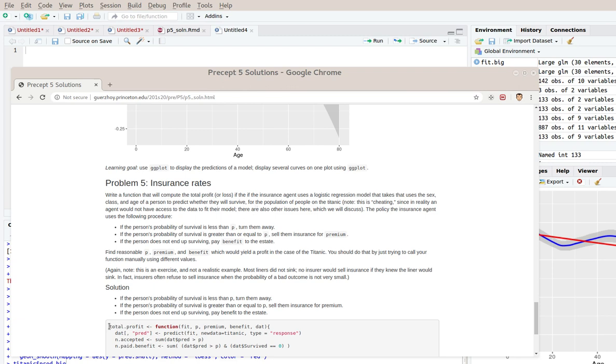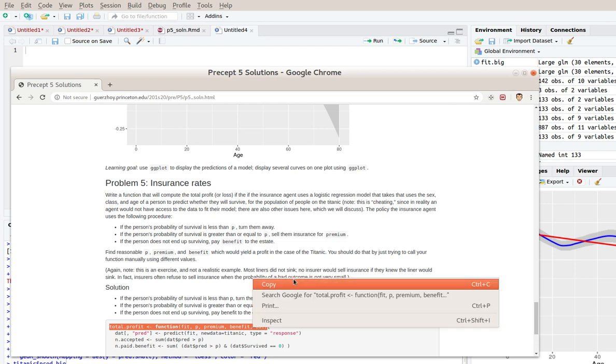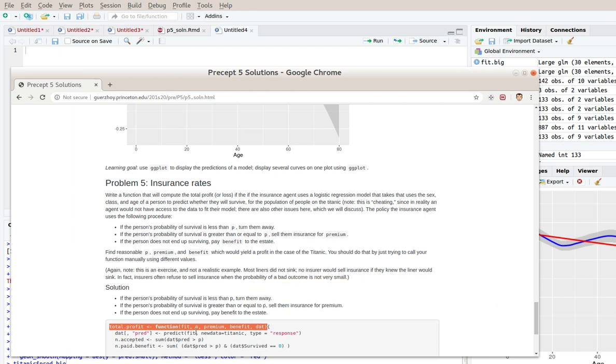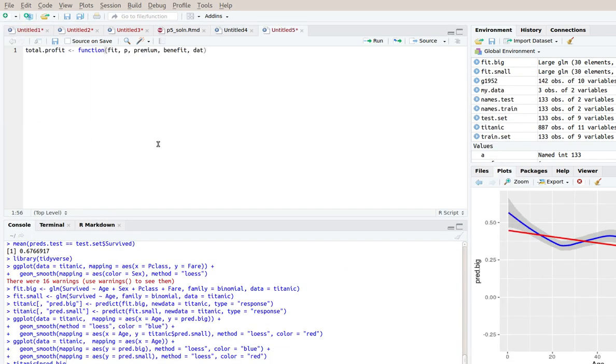So here's how we're going to structure this. We're going to write a function that's going to take the data, like the Titanic data, and it's going to take a model, and it's going to take the threshold above which you are going to sell the insurance. It's going to give the premium, and it's going to give the benefit. So I'm writing this here. That's going to look like this. And we'll make the model. We'll just do GLM of survived, and then age plus sex plus B class plus, let's say, fair, data equals Titanic.